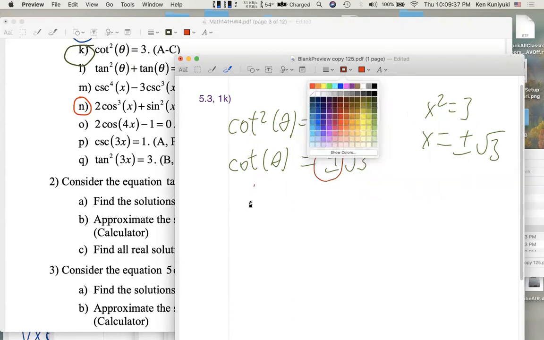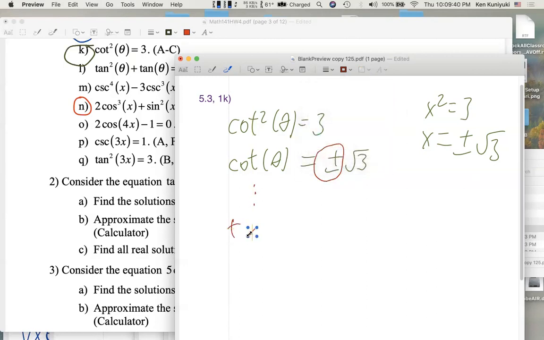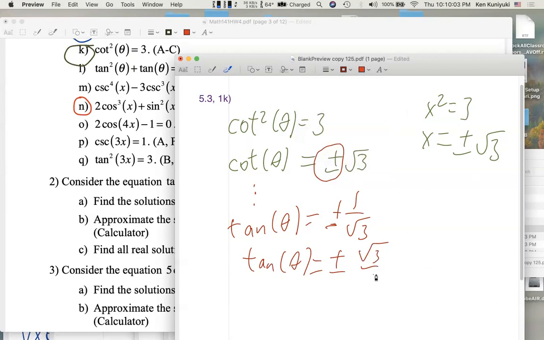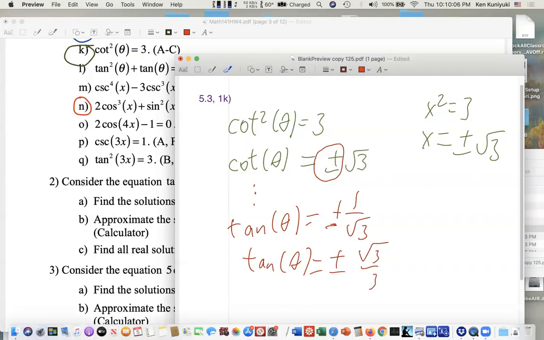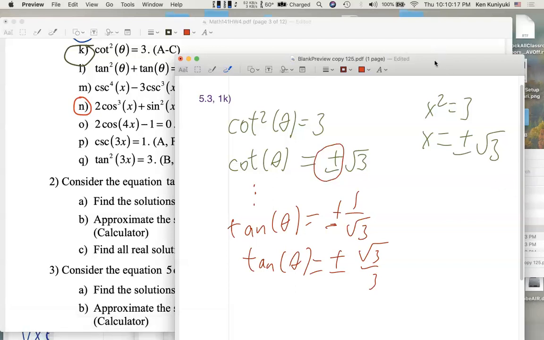So eventually you can get this to look like tangent of theta equals plus or minus 1 over root 3. Okay. But we like to rationalize denominators, technically. Tangent theta equals plus or minus root 3 over 3. Okay. So shall I leave you with that for now, and then we'll come back to this next week? Unless there's an urgent need to, unless you'd really like to get taken care of today.